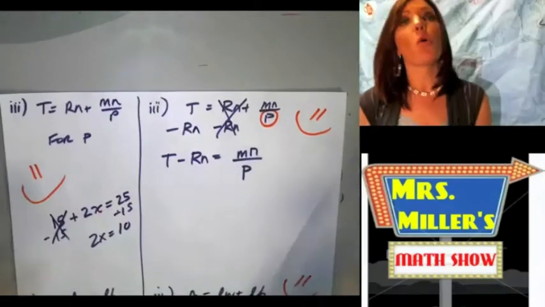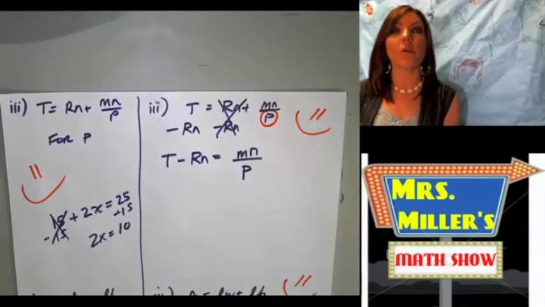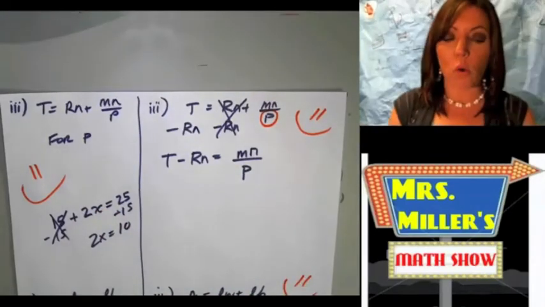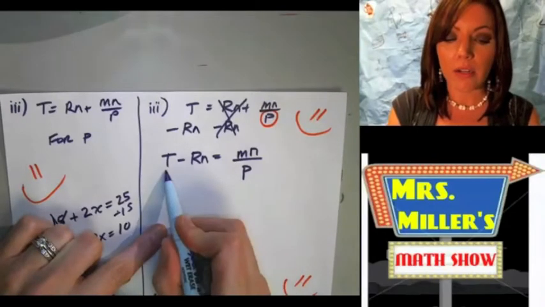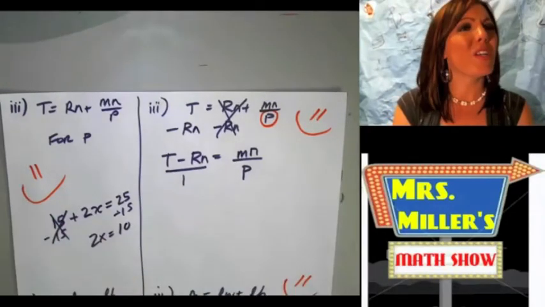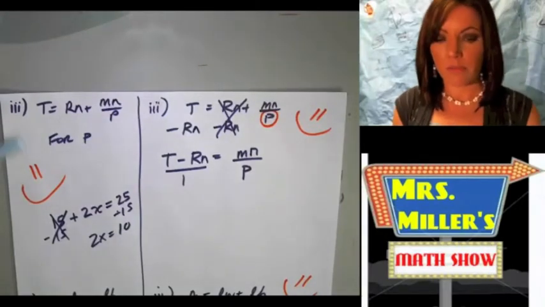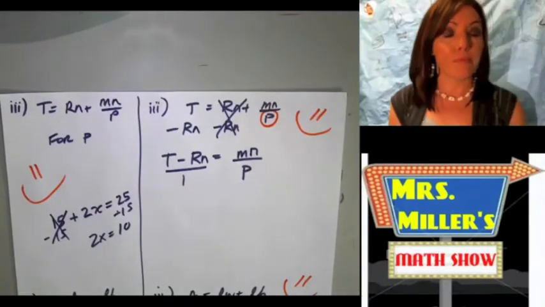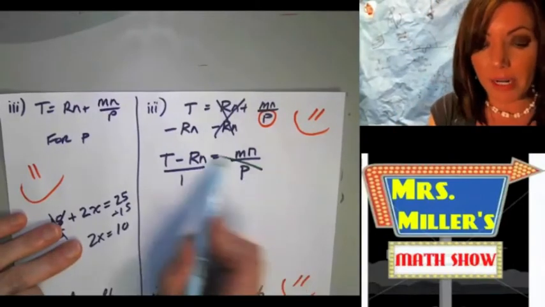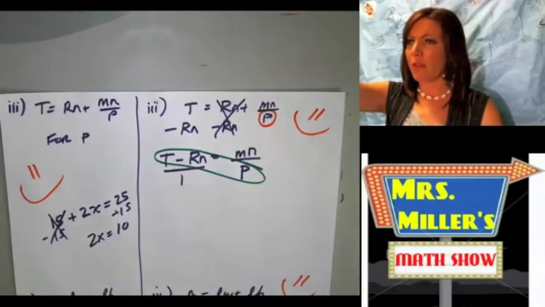Okay? Now we're going to go back to what Jessica was doing in the last problem. We're going to take T minus Rn, put it over 1. Why would we want to do that again? Sloan? To get P by itself. Good. To get P by itself and out of the denominator. Everybody give it up for Sloan. Did we give it up for Thane? Give it up for Sloan and Thane.